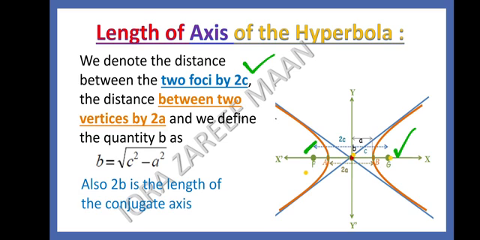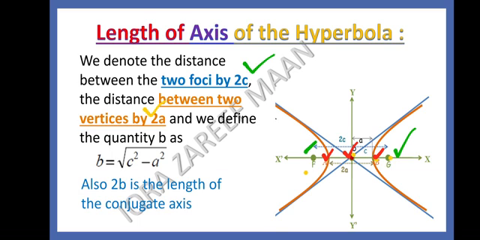Now the next distance we are going to discuss is the distance between two vertices, denoted by 2a. Vertices are the points where the hyperbola cuts the transverse axis. Here A and B are the two vertices, and the distance between them is 2a. In other words, the distance from A to the center is a, similarly the distance from the center to B is also a, and the total distance is 2a.